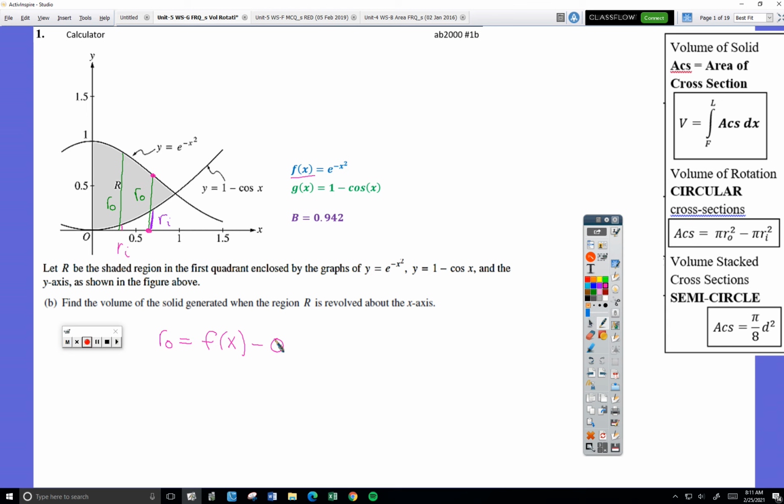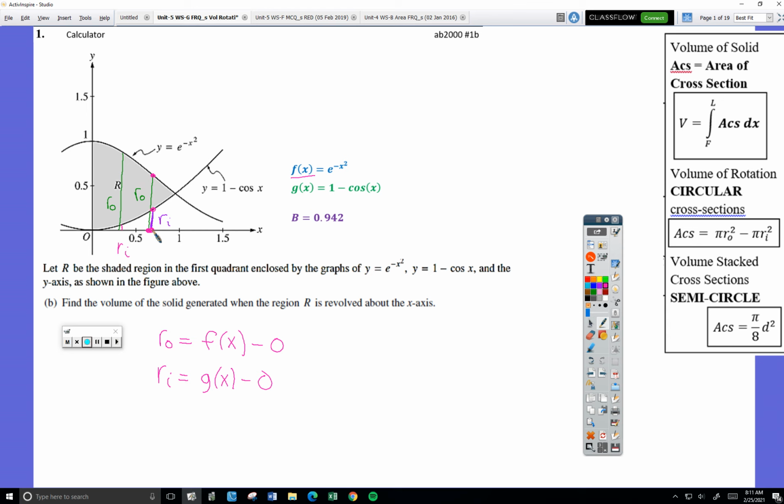Okay. My inside radius, y coordinate at the top, is going to be the function g of x. Y coordinate at the bottom in this example is also 0. So now I have a formula for the inner and outer radius.